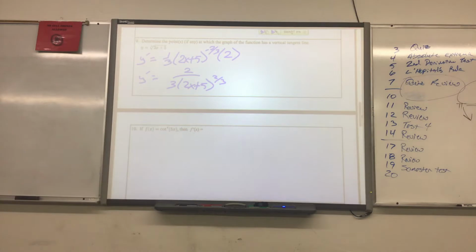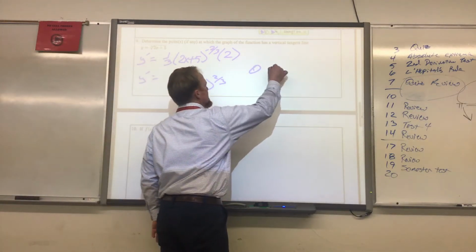And we want that to produce an undefined slope. The only way that produces an undefined slope is if what happens? Bottom has to be 0. So I set the bottom equal to 0.